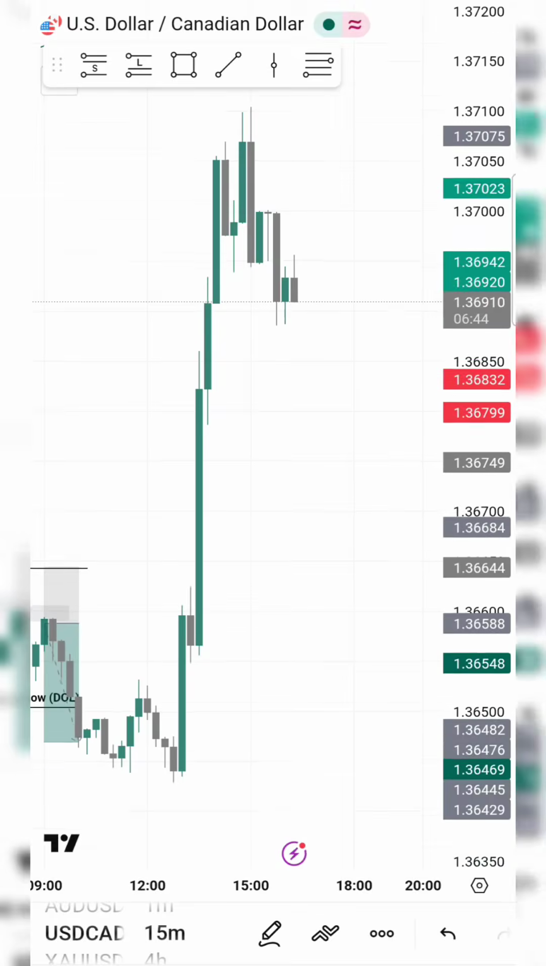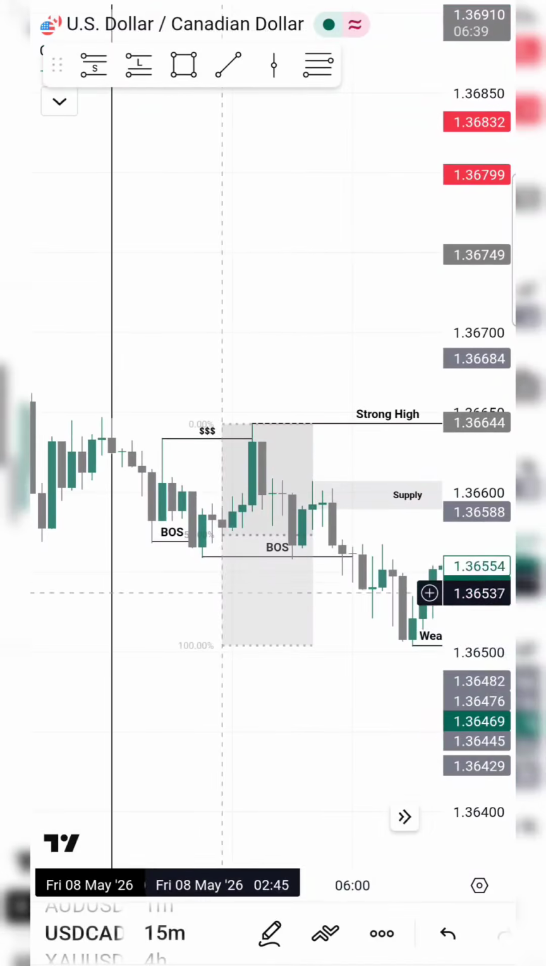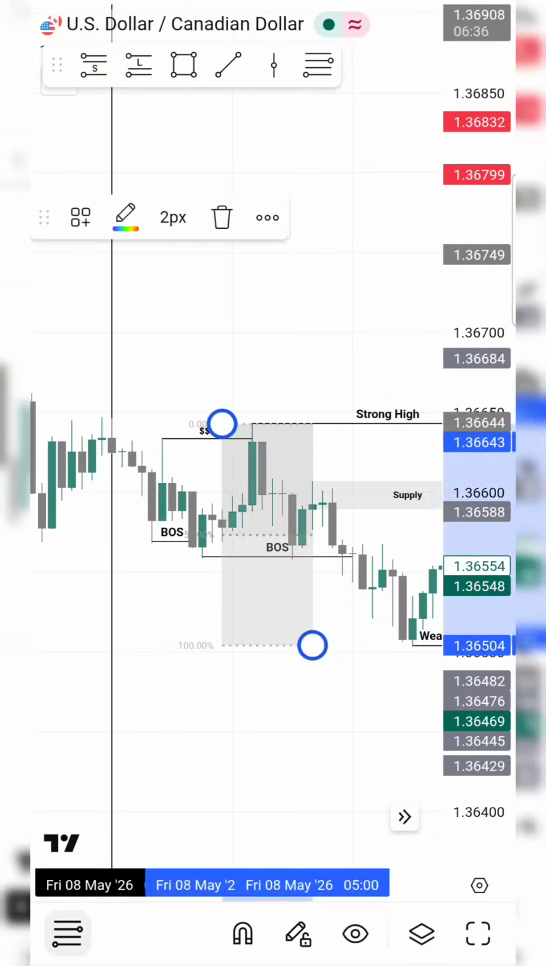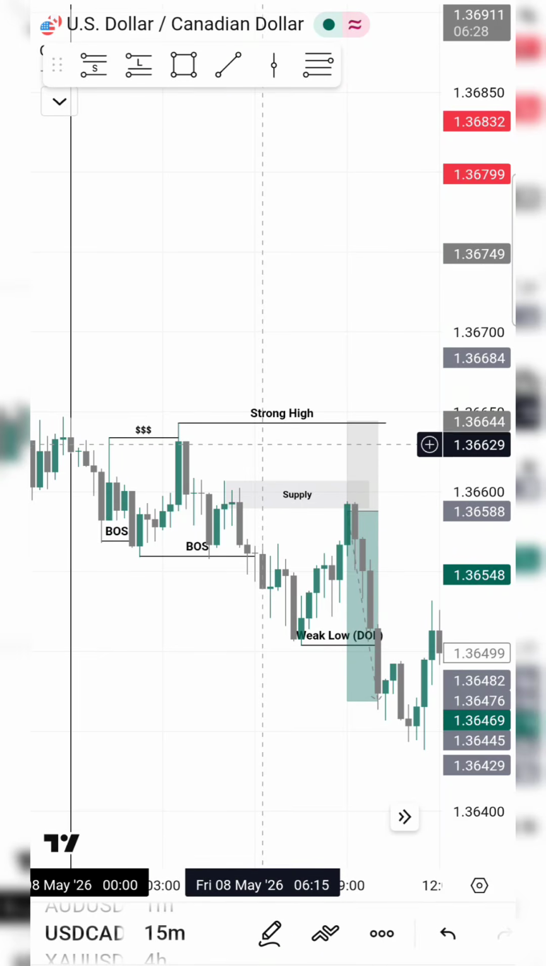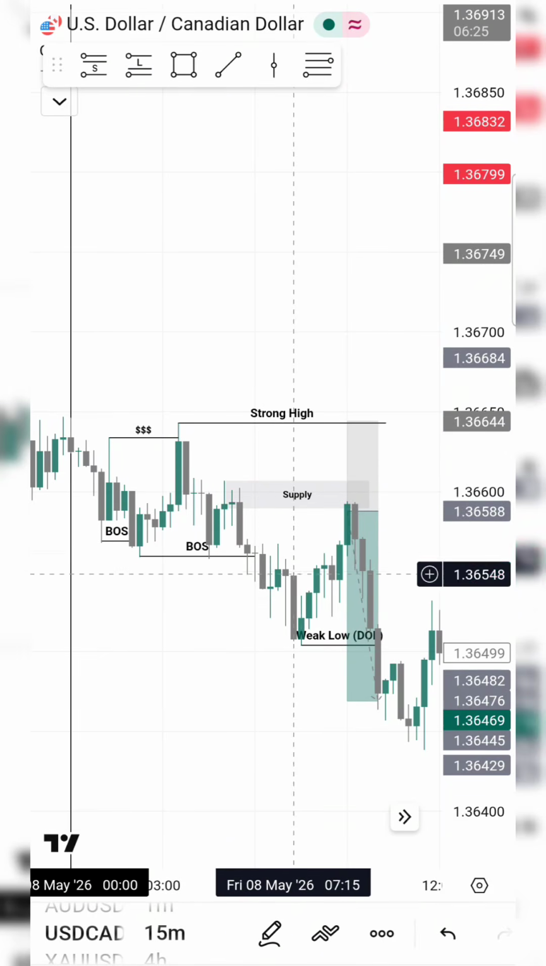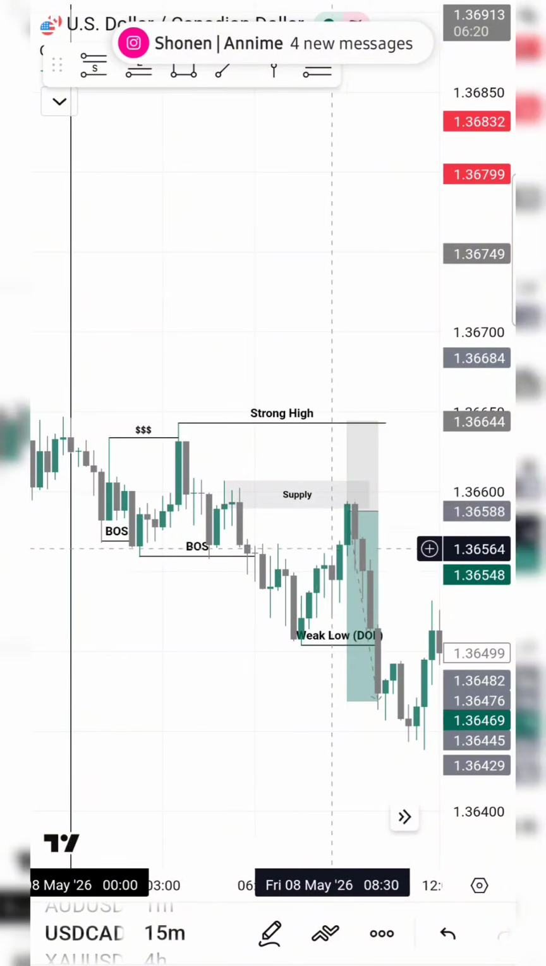On USDCAD, as you can see, there is a break of structure first. Let me get rid of this. A break of structure first before coming back up to take liquidity. It didn't break above the high, so it just took liquidity and then came back down to break structure at this point, leaving behind a supply zone.